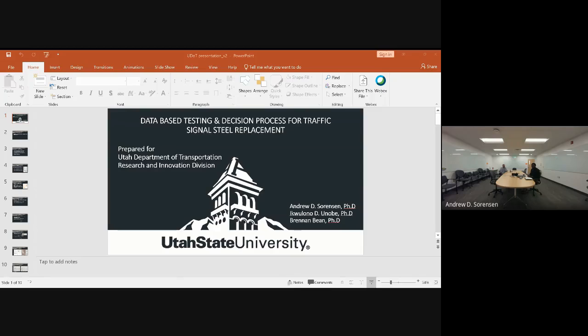At this point, I would like to turn the presentation over to Dr. Bean to go over the process developed for aggregating the wind speed data into a local wind speed historical data set for the location of interest.